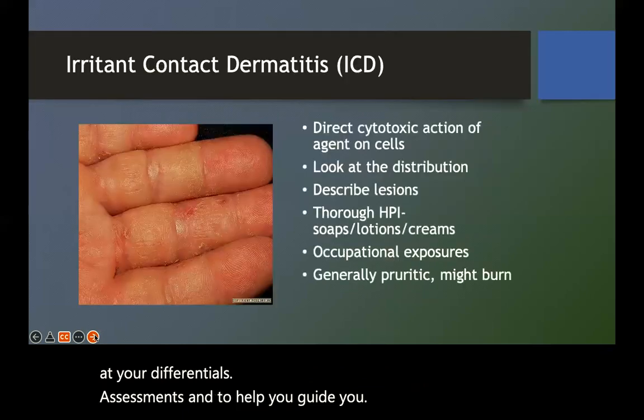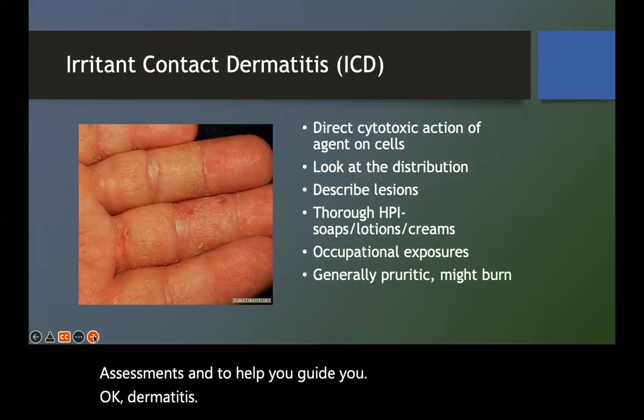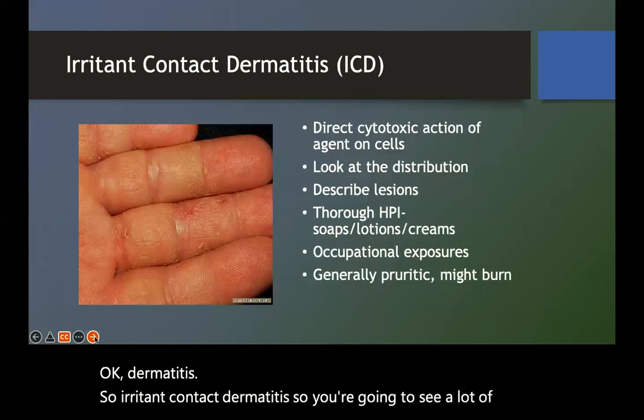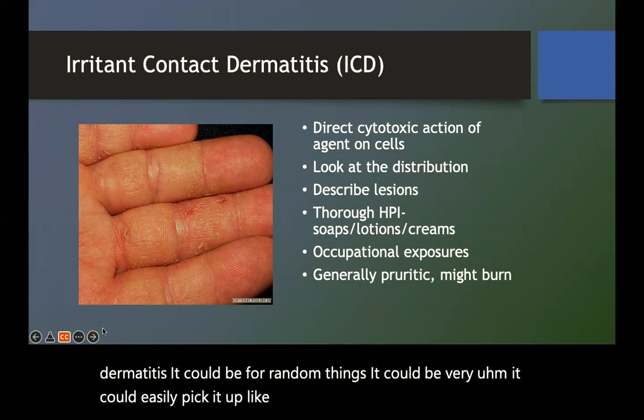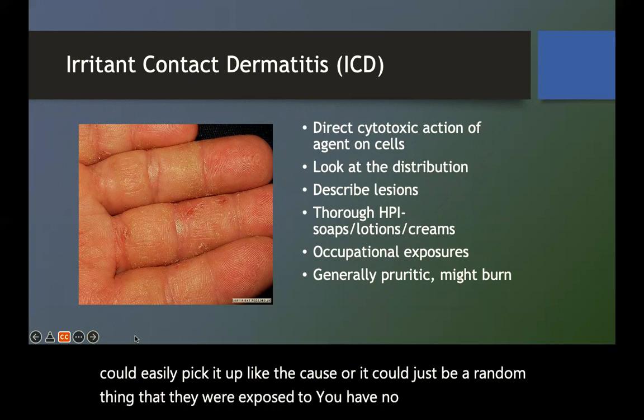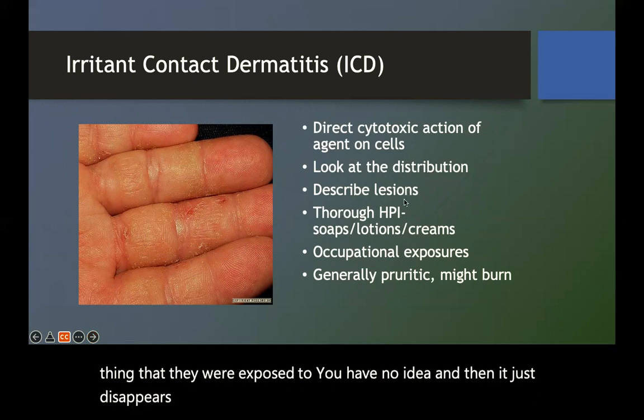Okay, dermatitis. So irritant contact dermatitis. You're going to see a lot of dermatitis. It could be from random things. You could easily pick up the cause, or it could just be a random thing that they were exposed to. You have no idea, and then it just disappears. But these are the different things you need to make sure you're looking at.